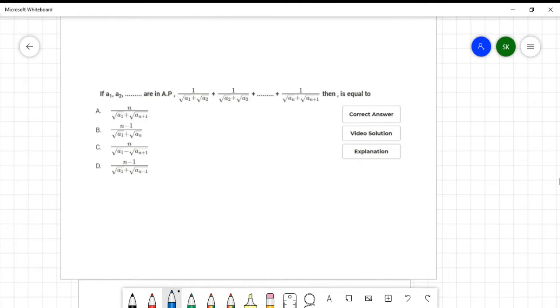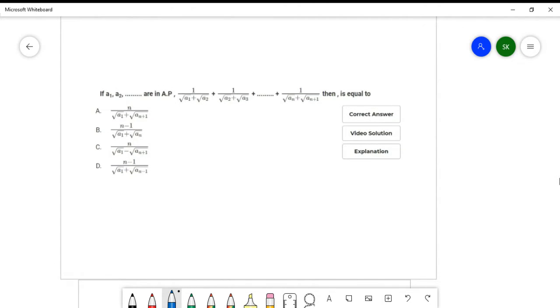Now, this is the second question of our today's doubt session. The question looks pretty difficult, but trust me, this is one of the easiest questions of today's doubt session. Now, let's start with it. The question says, if A1, A2 are in AP, then find the value of this function. Okay? Now, we need to calculate the value of this function.